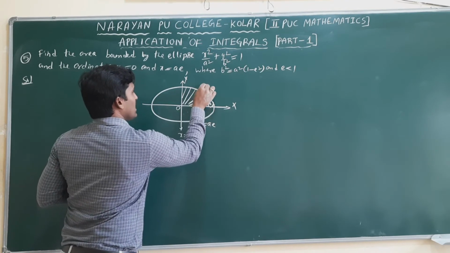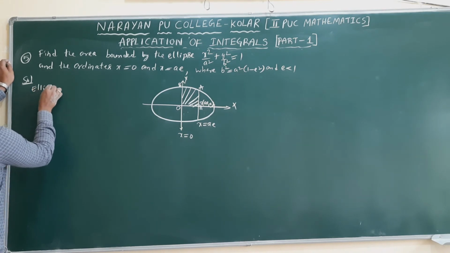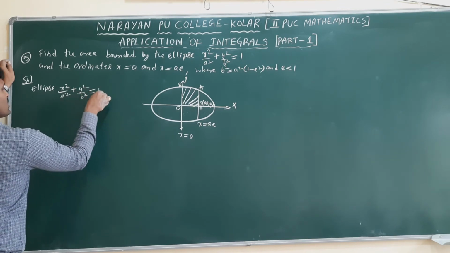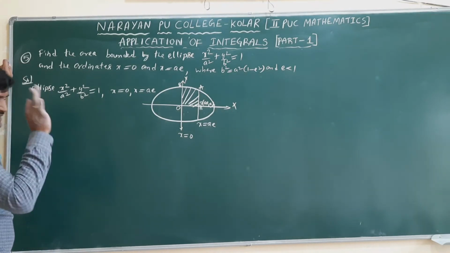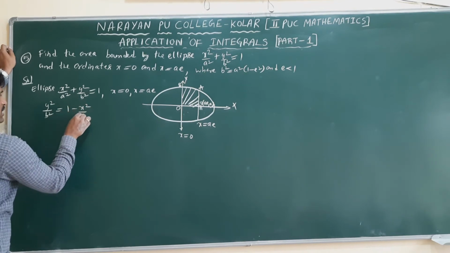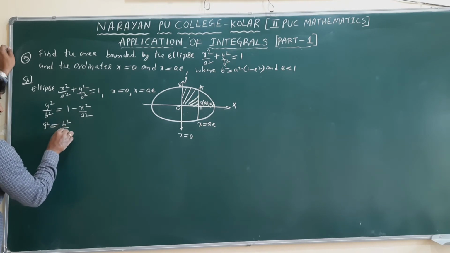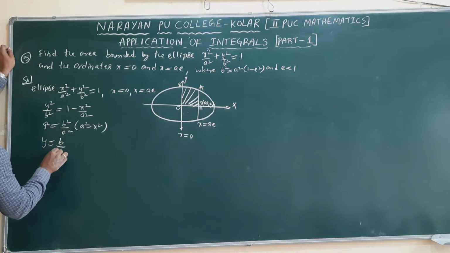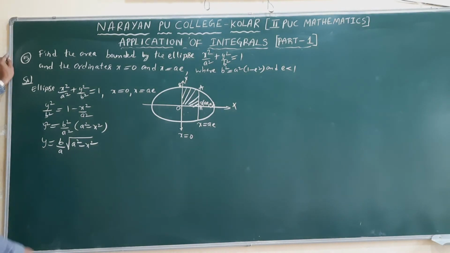The ellipse given is x square by a square plus y square by b square equal to 1, and the limits are x equal to 0 and x equal to AE. I am integrating with respect to x only, so find y in terms of x. 1 minus x square by a square, sending b square to that side, the LCM is a square, that is b square by a square into (a square minus x square). The y value is b by a into root of a square minus x square.